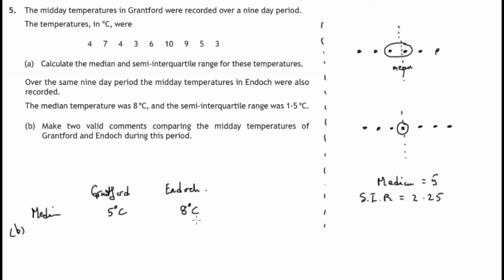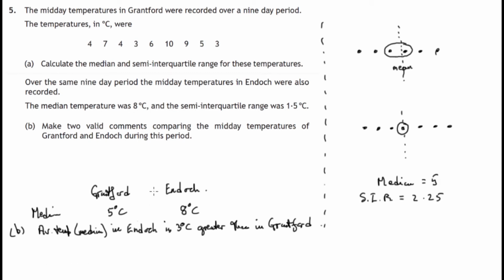We could certainly say that Endoch, the median, the average temperature was greater. So average temperature as measured by the median in Endoch, let's be a bit more precise about this, is 3 degrees centigrade greater than in Grantford. So it's a greater average temperature. So that's the first thing.